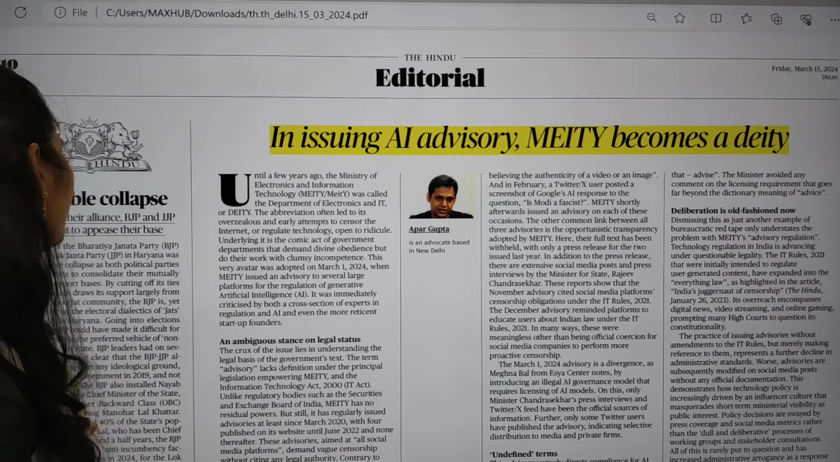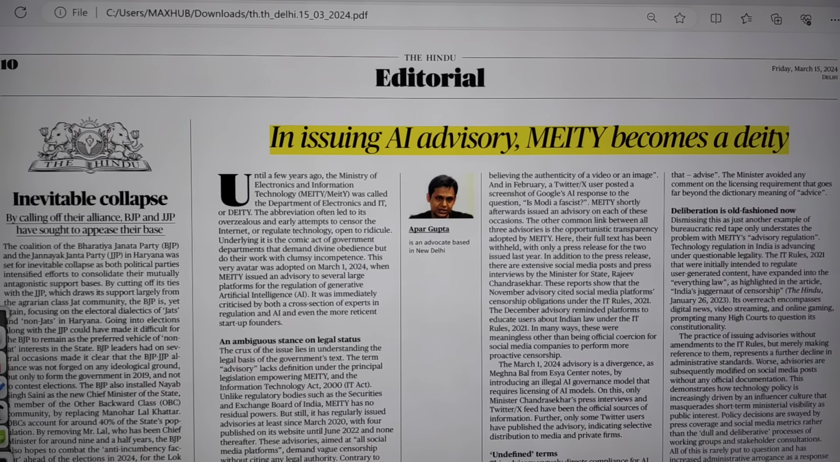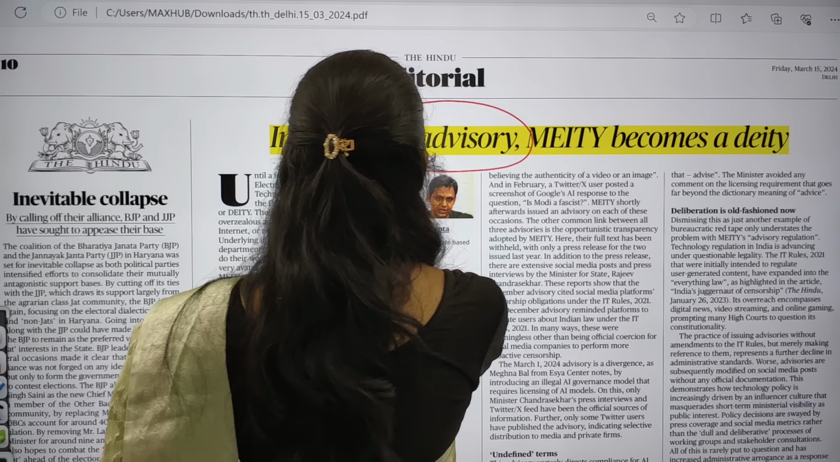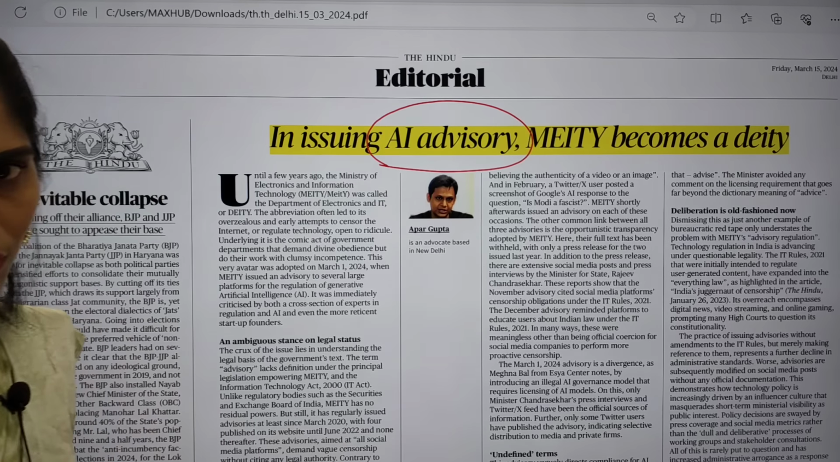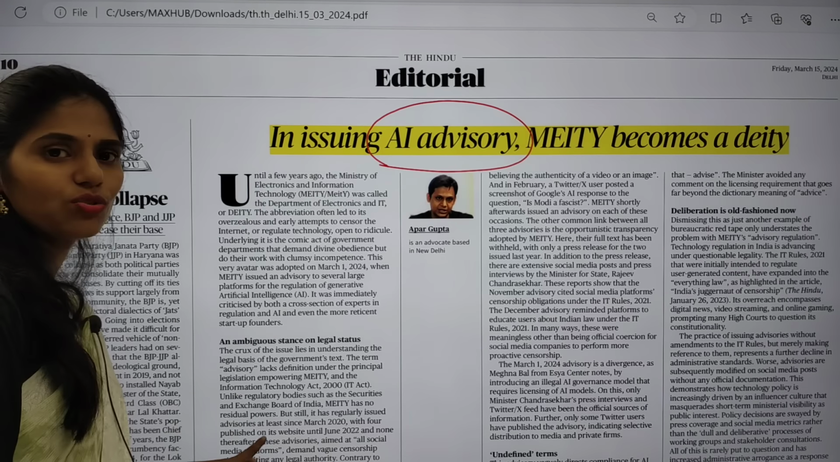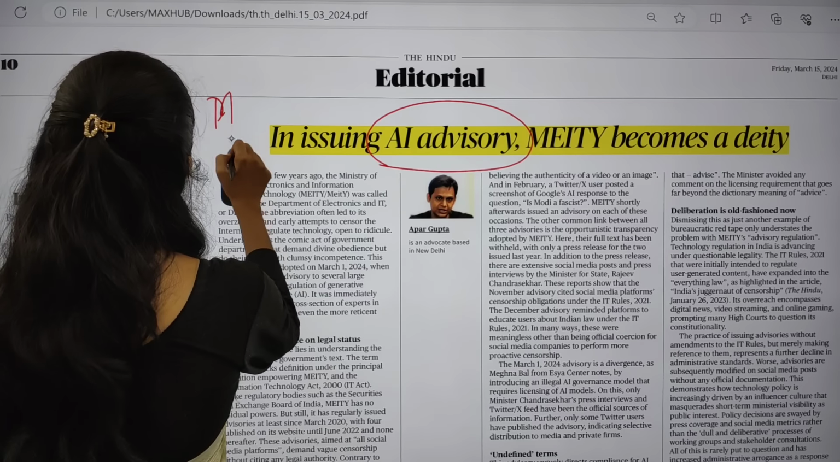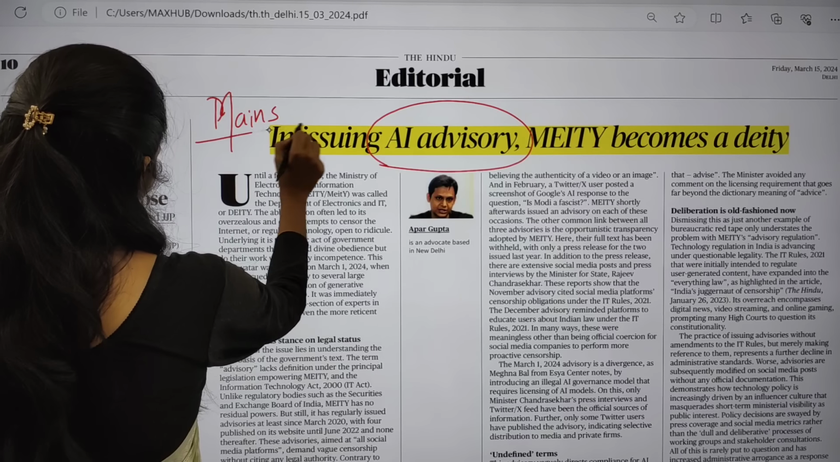Yes, there is one article, it is about AI advisory. So you have to know about the AI advisory. What are the important components of this AI advisory? There's a high chance of getting a question regarding science and technology in mains.